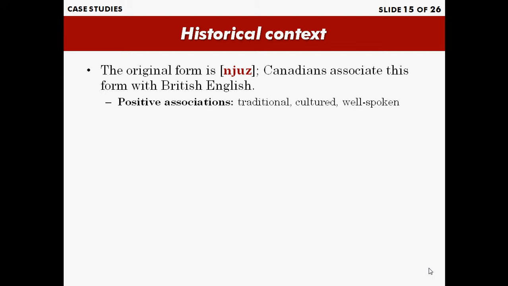So if you think about British English, if there are sort of British connotations to saying "nyews", what are the positive associations that would come with that? Well, if we think of British English as being traditional, as being kind of cultured, as being well-spoken, right? These are associations that go along with Britishness. There are also negative associations that go along with Britishness, that it's considered kind of old-fashioned and maybe snobbish, right, to speak with a British accent. So there's both positive and negative.